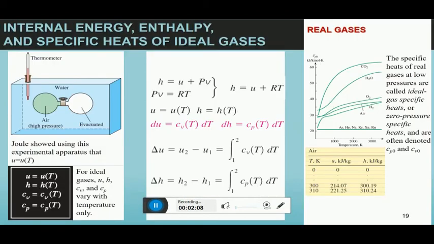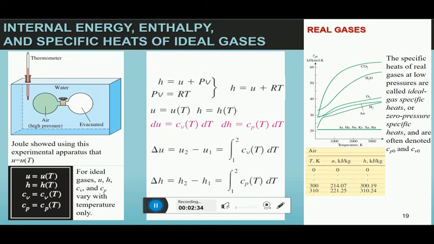Now, the change of temperature is directly related to internal energy. So let's talk about internal energy. So Joule did some experiments and demonstrated that internal energy U is a function of temperature only. That means U only changes with temperature, but pressure changes and volume changes do not affect internal energy.